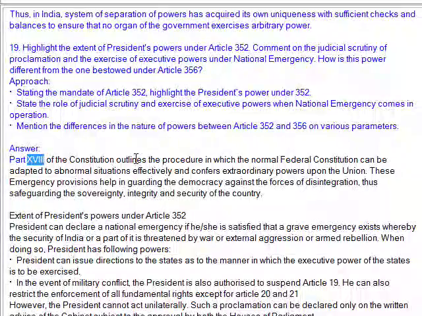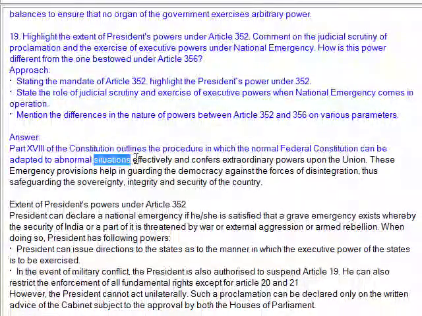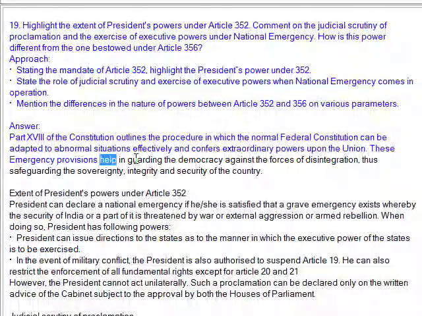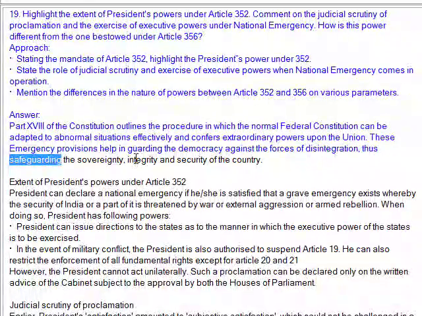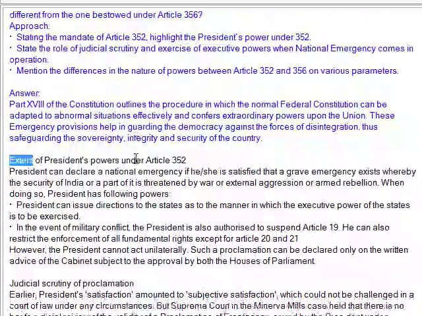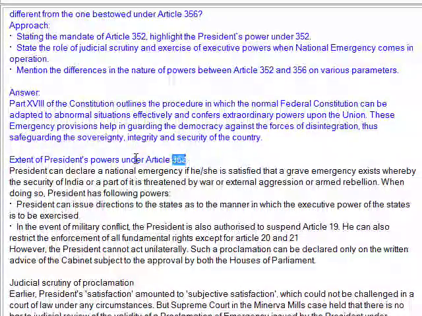Answer. Part XVIII of the Constitution outlines the procedure in which the normal federal constitution can be adapted to abnormal situations effectively and confers extraordinary powers upon the Union. These emergency provisions help in guarding the democracy against the forces of disintegration, thus safeguarding the sovereignty, integrity, and security of the country. Extent of the President's powers under Article 352.